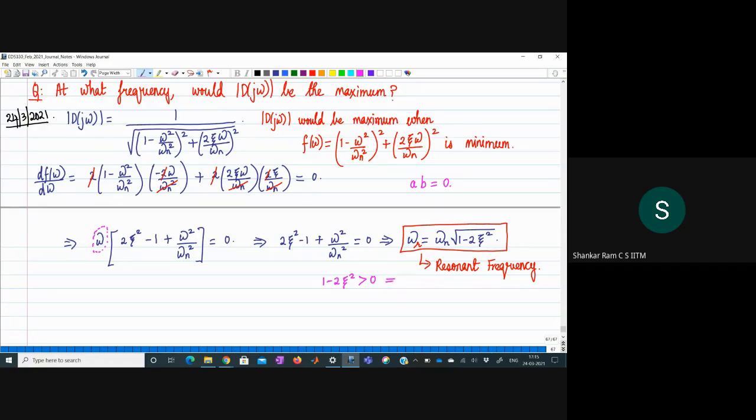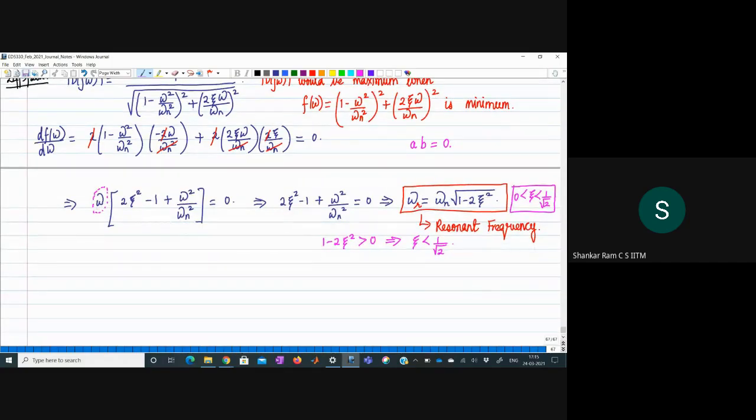So by using physical motivation, we can immediately see that zeta has to be less than 1 by root 2. Okay, so for resonant frequency to be meaningful, the value of zeta should be between 0 and 1 by root 2. So the phenomenon of resonance itself happens only when the damping ratio falls between 0 and 1 over square root of 2. All right. So that's something which is very, very important. I hope it is clear.